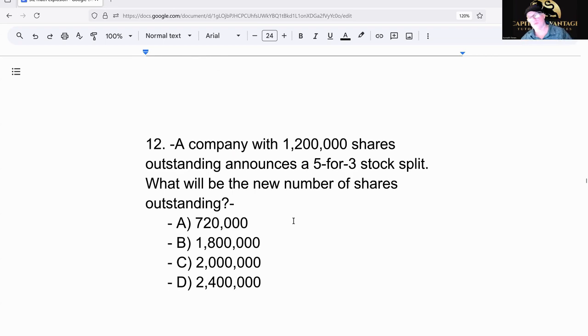A company with 1.2 million shares announces a 5-for-3 stock split. What are we going to do? 5 divided by 3 equals 1.666667. So I multiply that times the shares, 1.2. I now have 2 million shares. Boom. That's all I'm doing. And if it's the price, I would divide the price by 1.6667. I love it, baby.